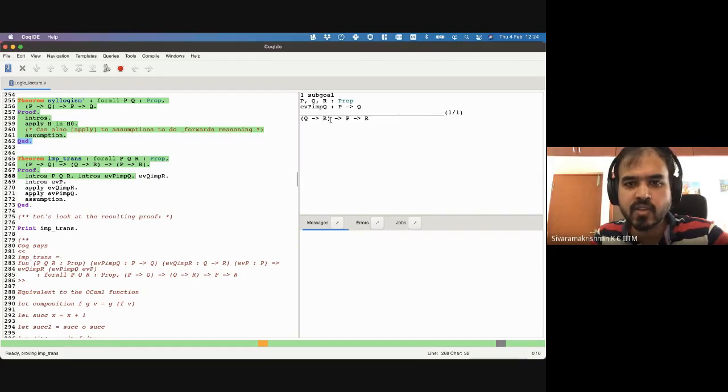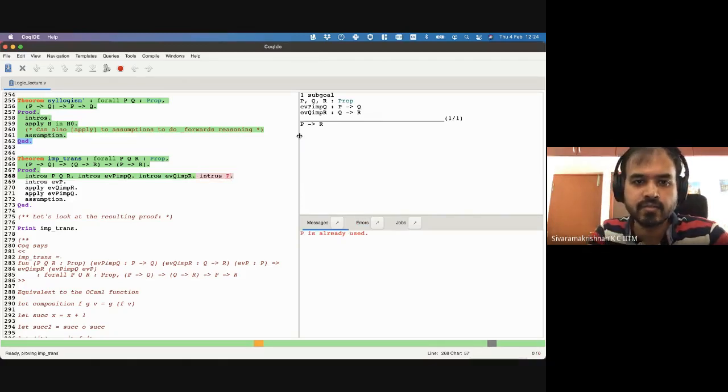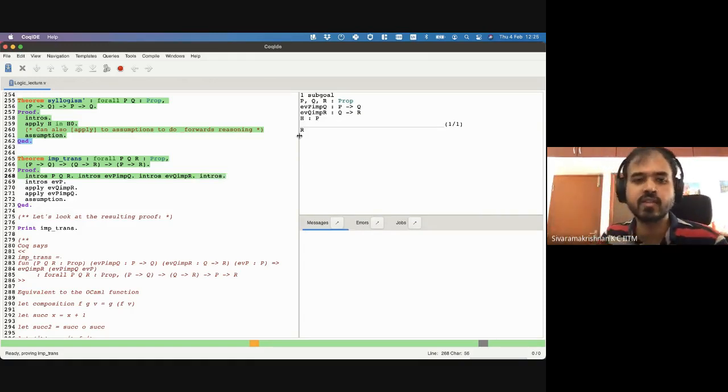The first one is Q implies R, that you can intros here. And once you do that, you are left with P implies R. Again, that is an implication, so you can do intros P. Why doesn't this work? Oh, I'll just do intros because the name is clashing. So that's why it's not allowed. Does that make things clear, Akash?